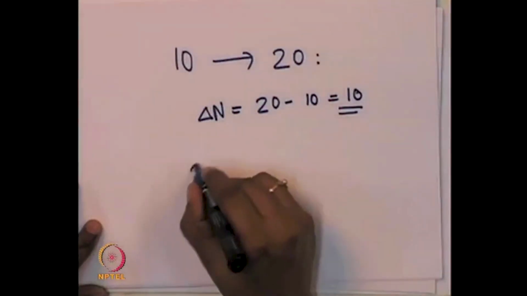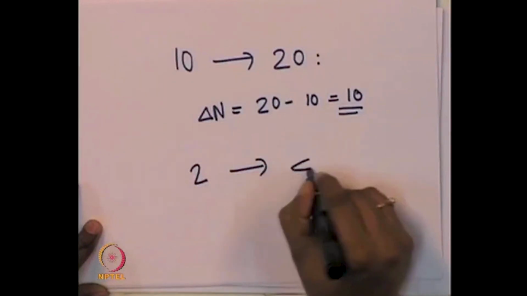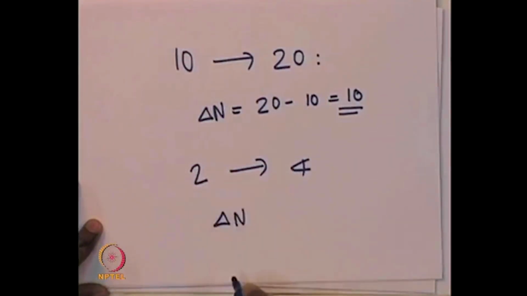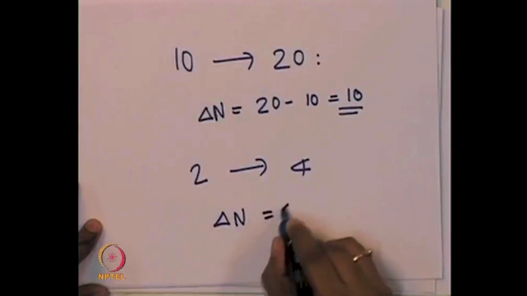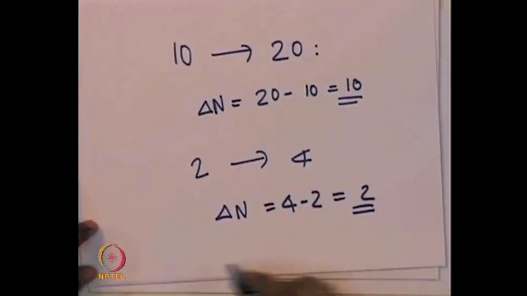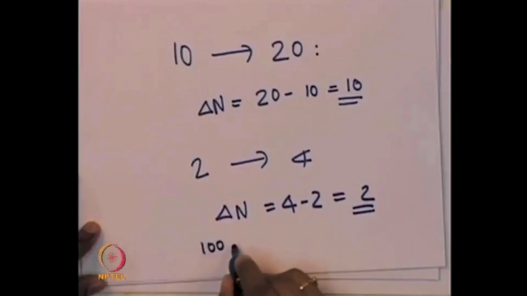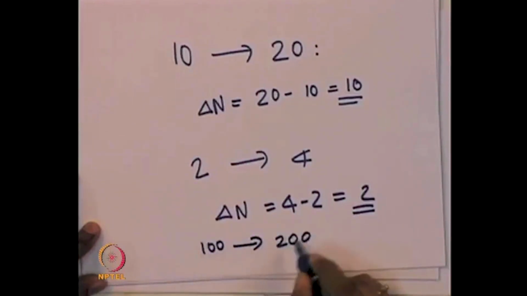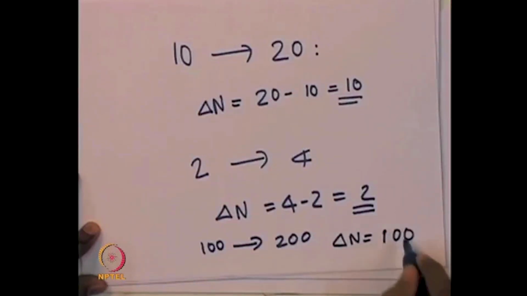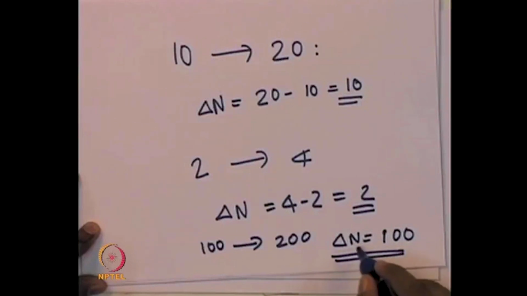If there are only like 2 bacteria, they will go to 4. So, the change is just 4 minus 2, which is only 2. If there are 100 of them, they will go to 200. So, they increase by 100. So, the delta n will be 100. So, the more the number, the more the increase.